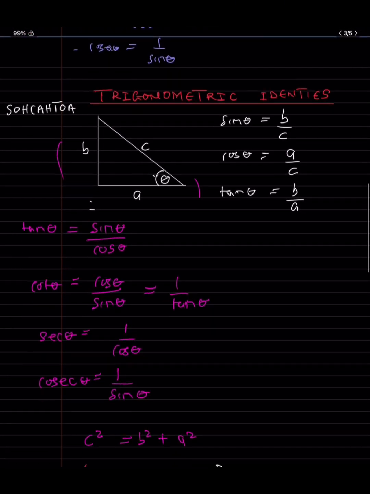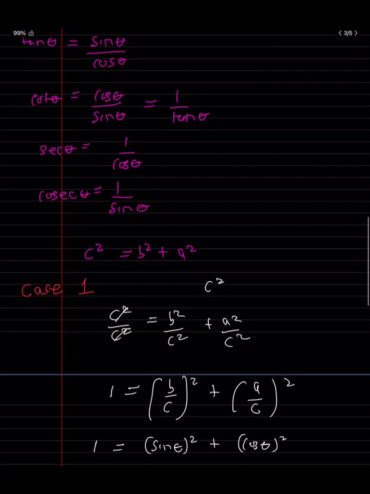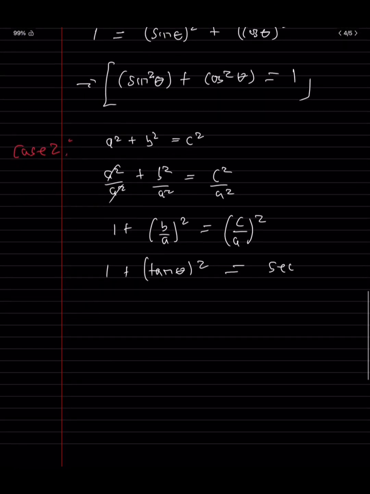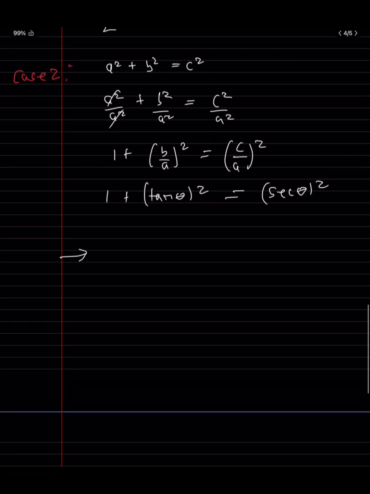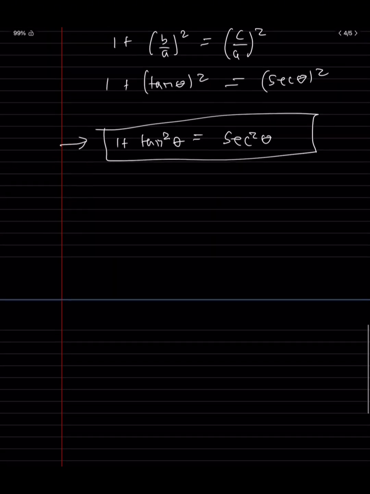The c over a is the reciprocal of cos theta, and as I said earlier, the reciprocal of cos theta is sec theta, and therefore we get (sec theta) all squared. So in all, we can restructure it to say that 1 plus tan squared theta is equal to sec squared theta. This is the second identity that I also want you to keep in mind. So let's look at case 3.